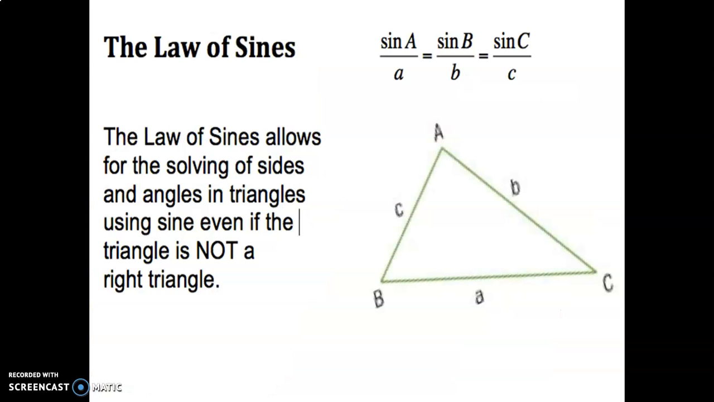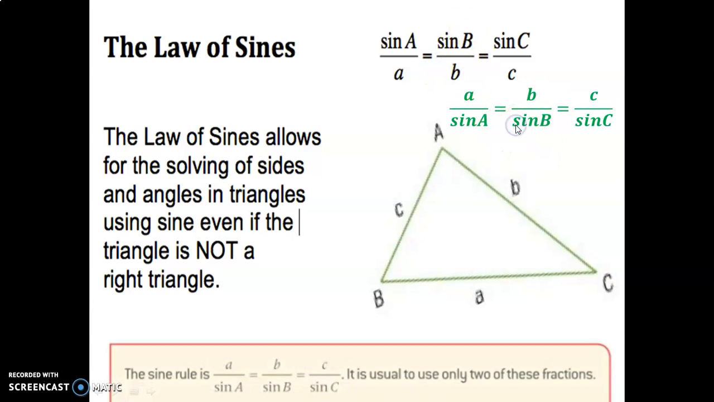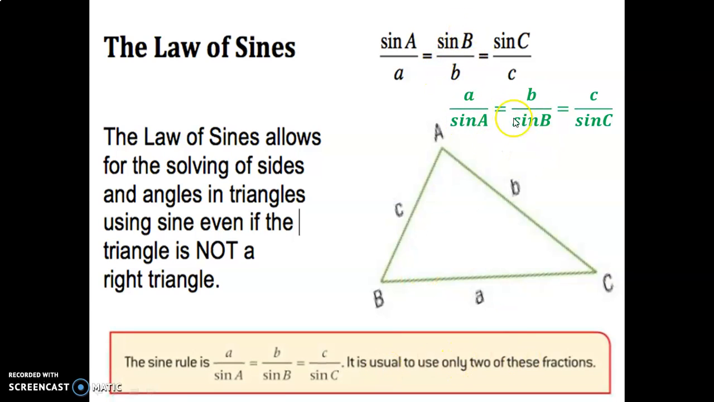Let's recap where we came from. Recently we saw the sine rule, which is a great rule that allows us to solve for missing parts of a triangle when the triangle is not a right triangle. So by using sine, we are able to find a relationship between angles and sides in non-right triangles. The sine rule looks like this or like this, and it is usually used with only two of these fractions. Important to remember, not all three at once.